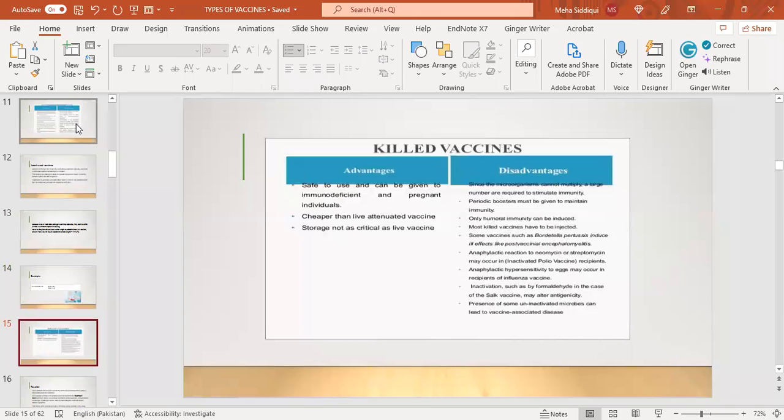Most killed vaccines have to be injected. Some vaccines, such as Bordetella pertussis, induce ill effects like post-vaccinal encephalomyelitis. Anaphylactic reaction to neomycin and streptomycin may occur in these recipients. Anaphylactic hypersensitivity to egg may occur in recipients of influenza vaccine. Inactivation, such as by formaldehyde in the case of SARS vaccine, may alter antigenicity, and the presence of some inactivated microbes can lead to vaccine-associated disease.